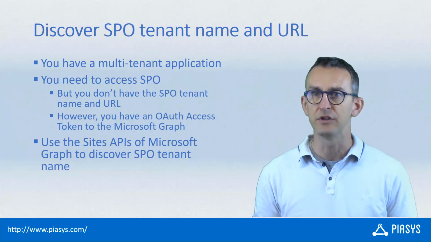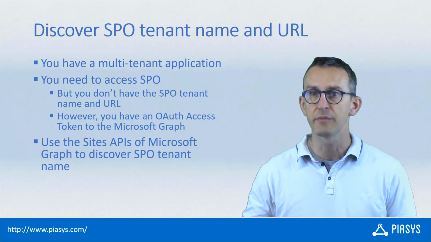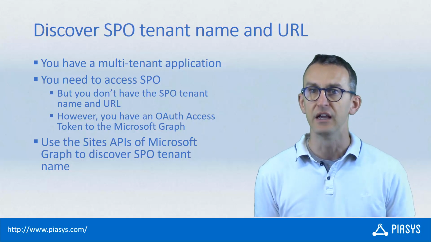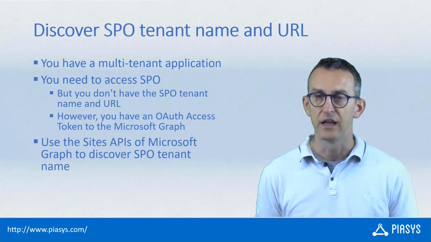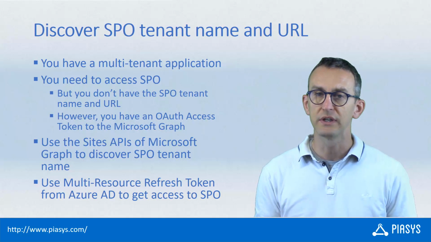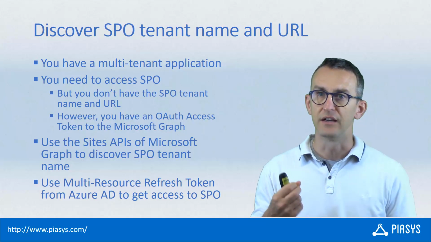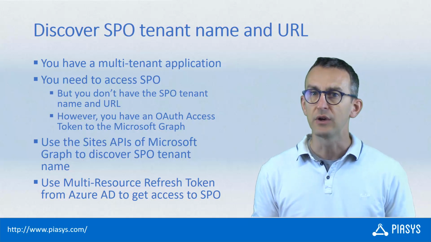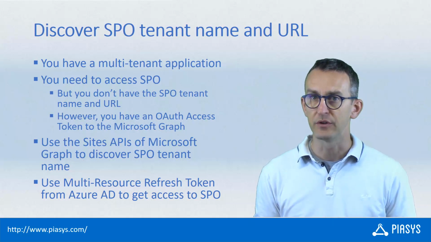I mean the name that you need to put just before the .sharepoint.com in order to create the URL of every target site in your SharePoint Online tenant. Well, using the Microsoft Graph, you can make a request to get the root site of the SharePoint Online tenant, and through that one, you can get the full URL of the SharePoint Online tenant.